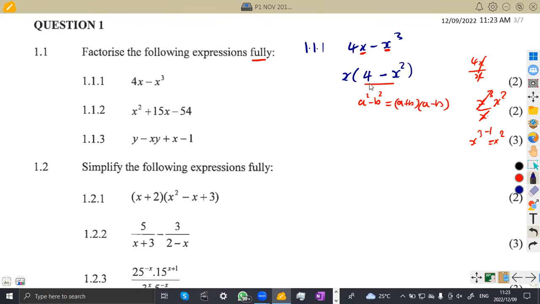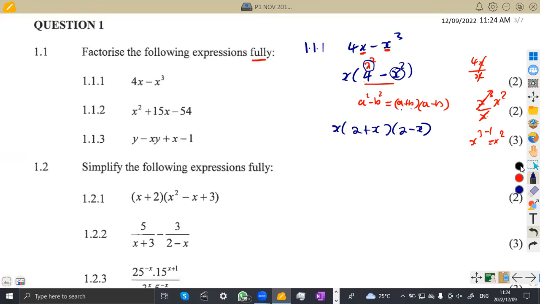So what does it mean? It means we can write this 4 as 2 to the exponent of 2. The moment I can write this in this format, that means I'm going to have 2 brackets, just like a plus b, but here I'm going to focus on 2 and x. So it is going to be 2 plus x in one bracket, and in another bracket, 2 minus x. That's the difference of 2 squares.